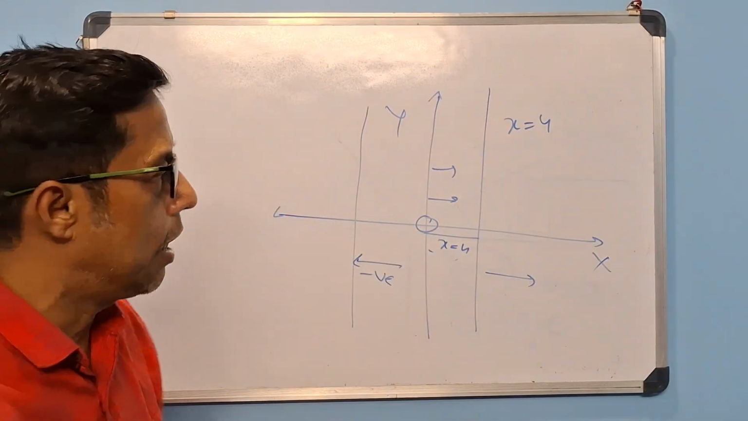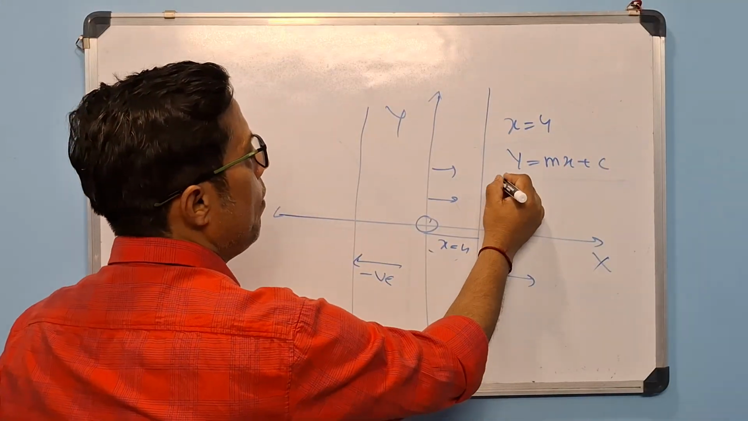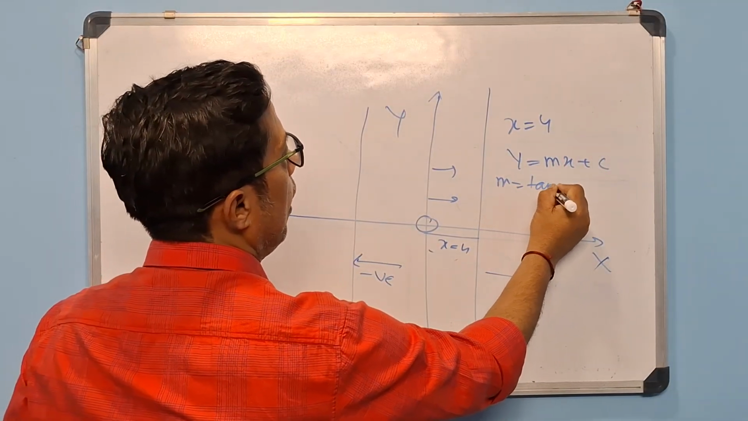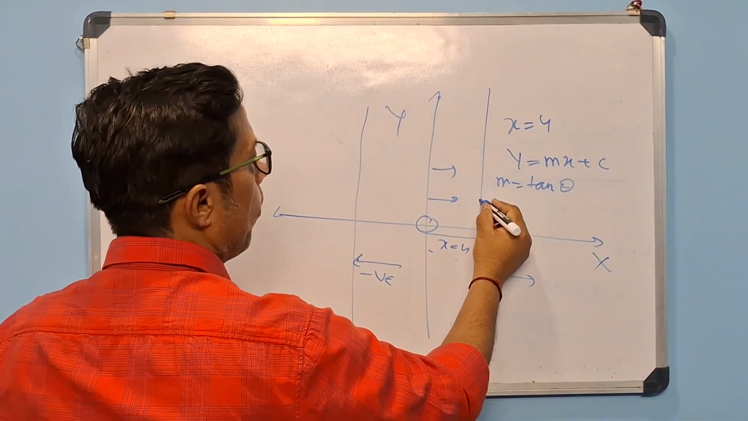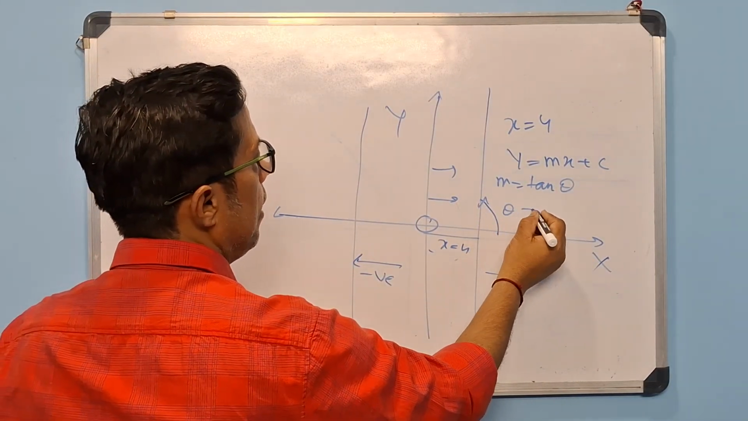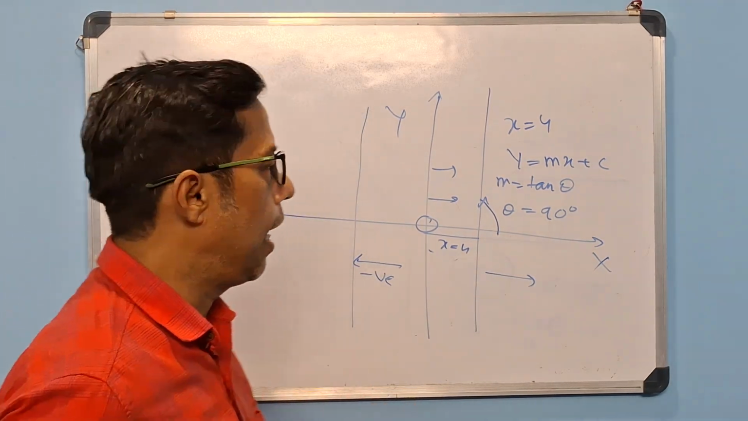Now what will be the equation? We have to go like this: y is equal to mx plus c, where m is equal to tan theta. Now what is the value of tan theta here? For this line, theta is equal to 90 degrees. Theta is equal to 90 degrees, right?